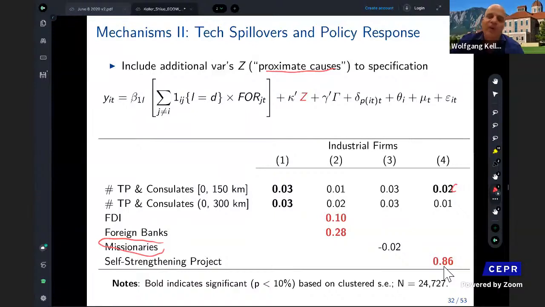And what we're finding here is that at least up to the 19th century, which is when our sample ends, missionaries didn't play a role. That apparently was different based on a Kang paper in 1920. But we would think that missionaries, foreign banks, or foreign firms are essentially the consequence of these treaties.